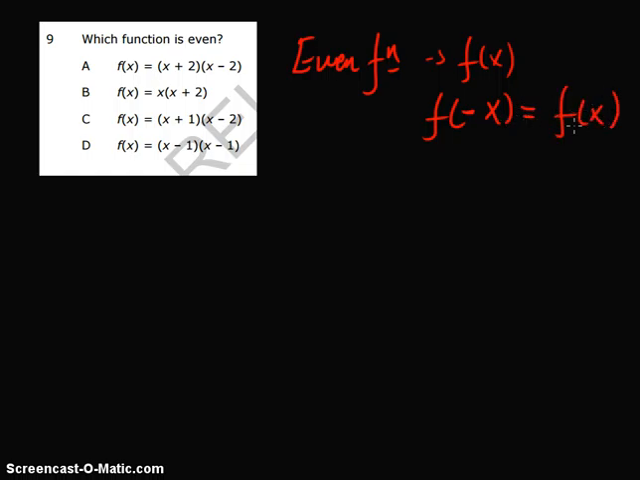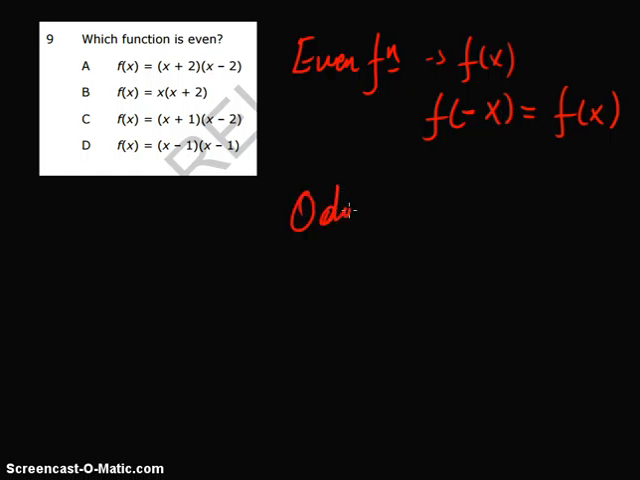Question number 9. Which function is an even function? Well, first we need to understand the definition of an even function. An even function f of x has this behavior: f of negative x is the same as what? The original function, f of x. If we plug negative x instead of x in the function, we're still going to end up with f of x, and that is an even function.